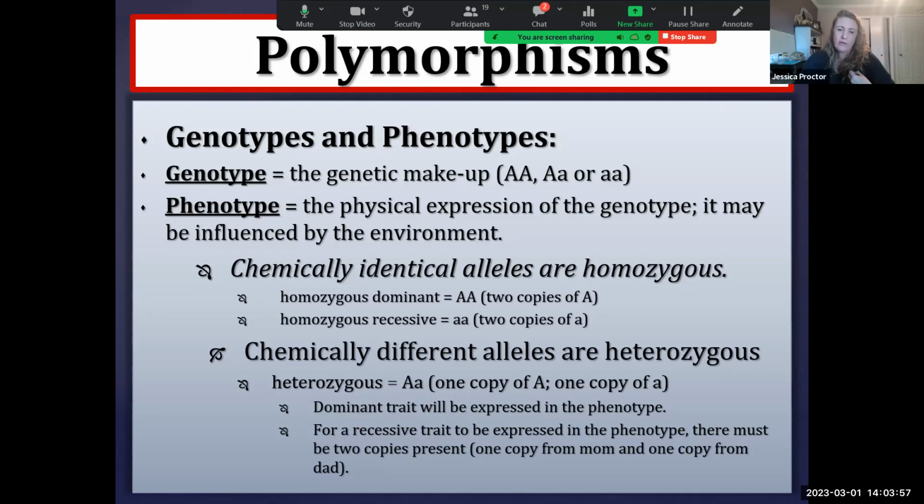The different types of genotypes: chemically identical alleles are called homozygous, and there are 2 types of homozygous. Homozygous dominant would be 2 copies of the dominant allele. We always represent homozygous dominant with 2 uppercase letters. The only other possibility for homozygous would be homozygous recessive, which is always represented by 2 lowercase letters. Your third possibility for genotype would be chemically alternative or different alleles. So if you inherit one dominant allele from dad, for example, and a recessive allele from mom, one big A, one little a, the combination of that is called heterozygous.